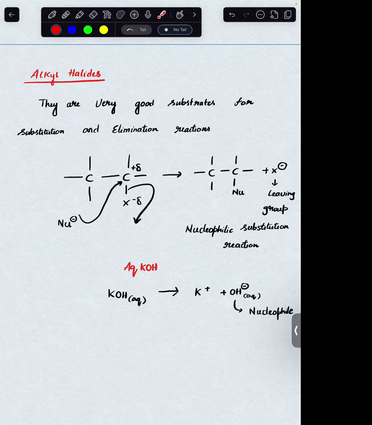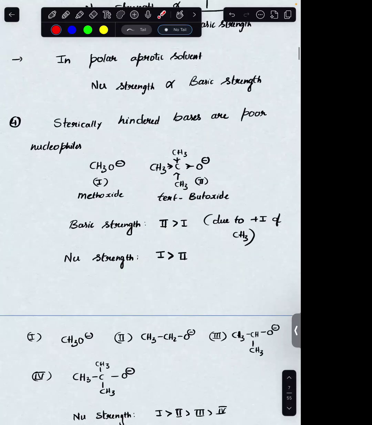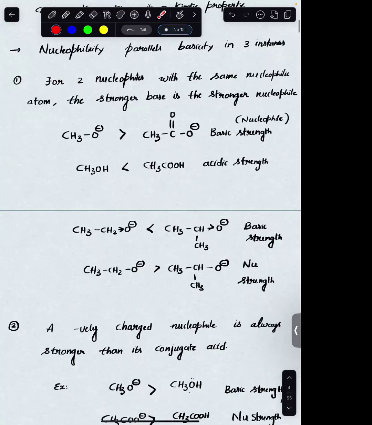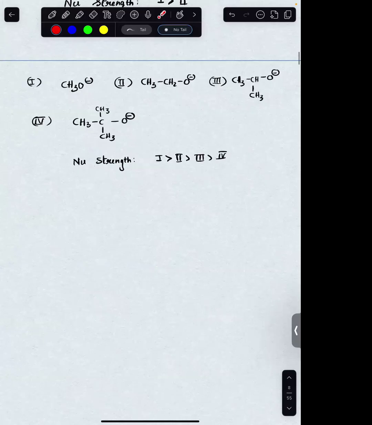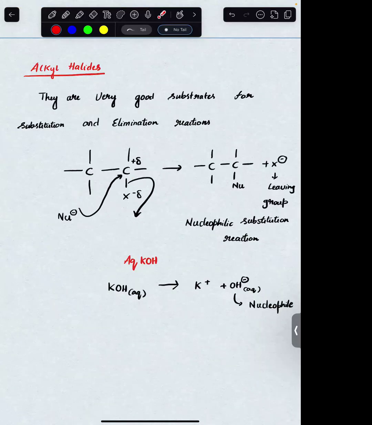Once again, whatever we did, a quick recap. If a negatively charged species goes and attacks an electron deficient atom, then we will be having a nucleophilic reaction, or a substitution reaction. In the initial example, in order to explain, I have taken a carbocation. But here, I am not taking any carbocation. I am simply taking some alkyl halide and showing some partial positive and partial negative charge. Because of the partial positive charge, this carbon has become electron deficient. Hence, the nucleophile is approaching this carbon.